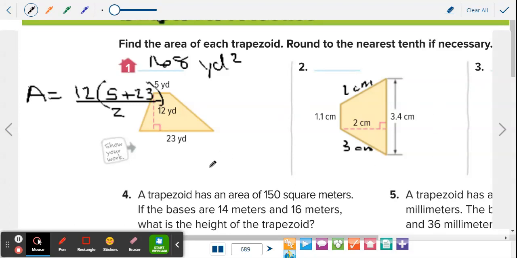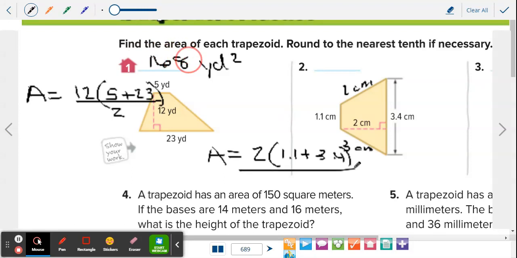So number 2. Okay, what's our height? What's the height of this trapezoid? 2. What's base 1? 1.1. What's base 2? 3.4. So do the addition. So 1.1 plus 3.4 times 2 divided by 2.